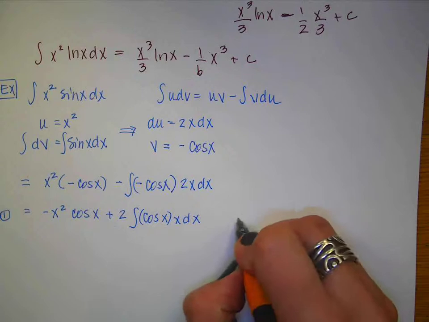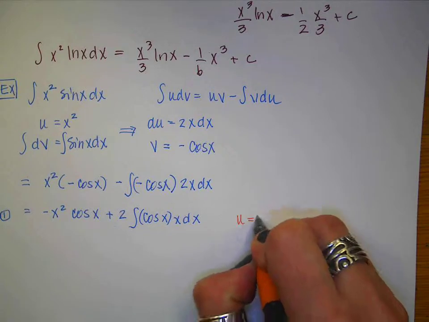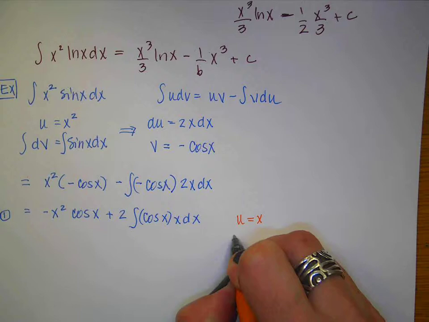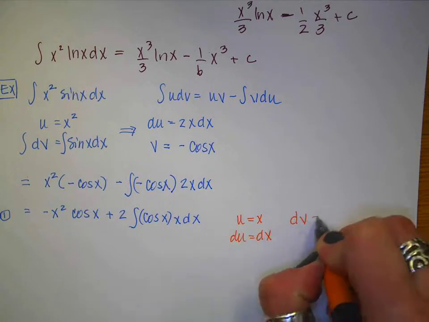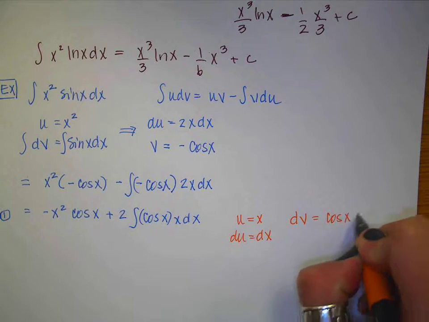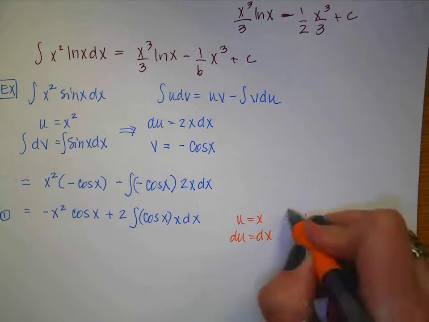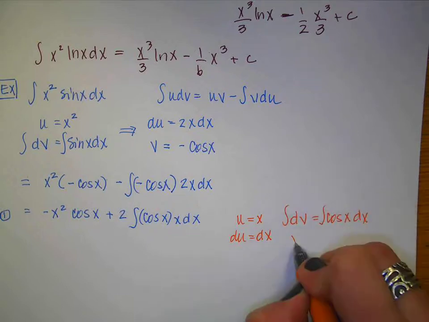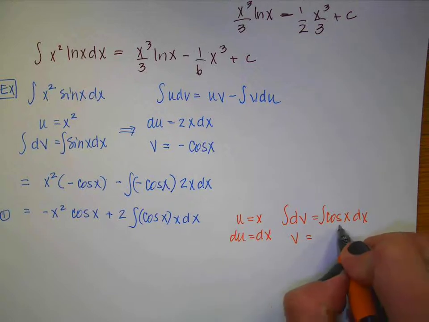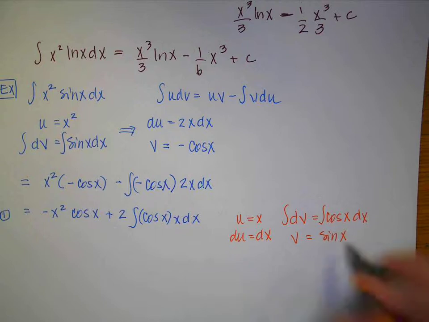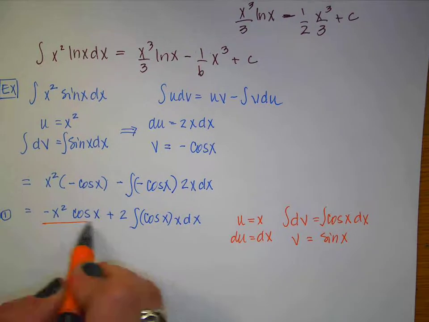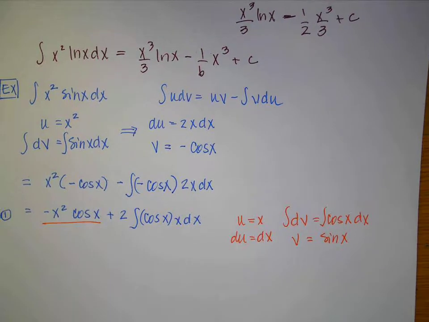So when I get to this piece, I'm going to do this in a different color so it's not too confusing. So I'm going to let my u equal x, then my du is dx, my dv is the cosine of x dx. I'm going to integrate both of those little pieces, and I'm going to get v is equal to the integral of cosine, which is the sine of x. Okay, this is the part that I don't want to lose.